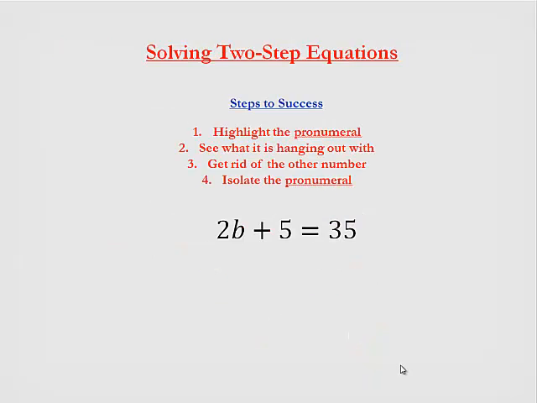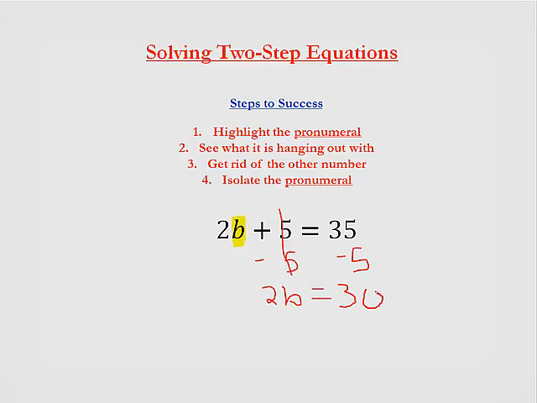Solving two-step equations. Steps to success: highlight the pronumeral, see what it's hanging out with, get rid of the other number, and then isolate the pronumeral. So in this case, we highlight the pronumeral, which is b. We see that it's hanging out with the 2. We have to get rid of the other number, which is the 5. So instead of adding 5, we're going to subtract 5 from both sides. The plus 5 minus 5 cancel each other out, and we're left with 2b on the left-hand side. And on the right-hand side, we're left with 35 minus 5, which is 30.